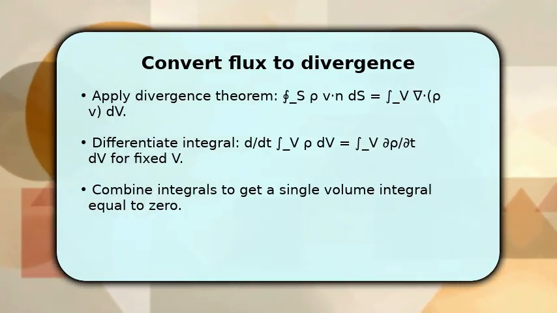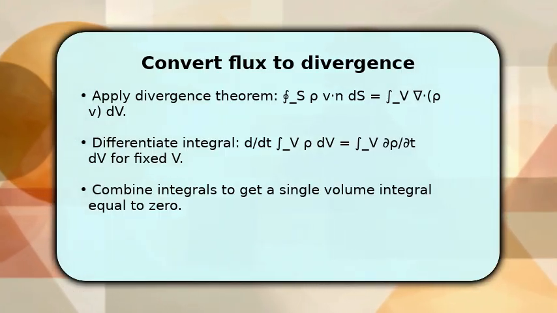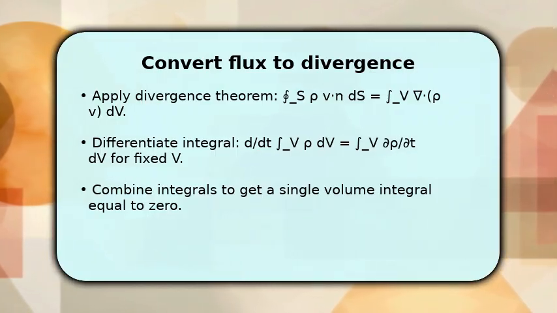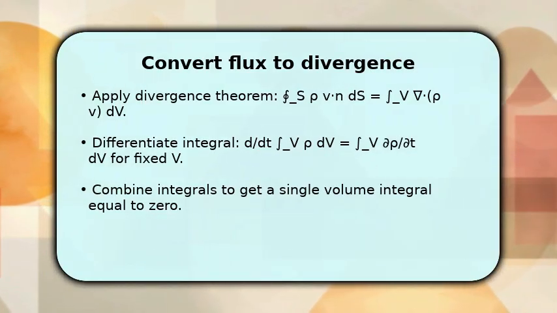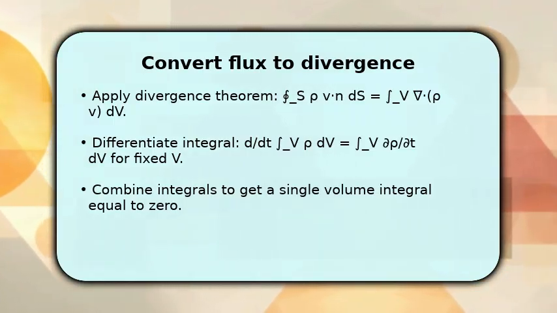For a fixed control volume, you move the time derivative inside the integral. d/dt of the integral over V of rho dV equals the integral over V of partial rho / partial t dV. Combine the two volume integrals so that the integral over V of (partial rho / partial t plus div(rho v)) dV equals 0.